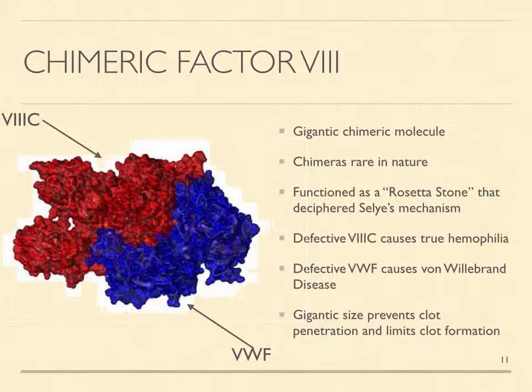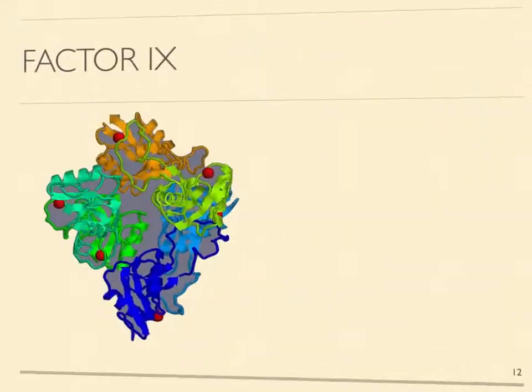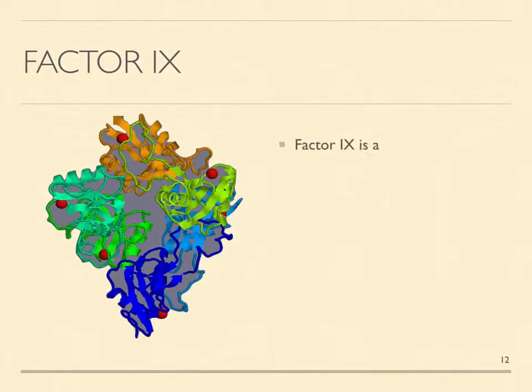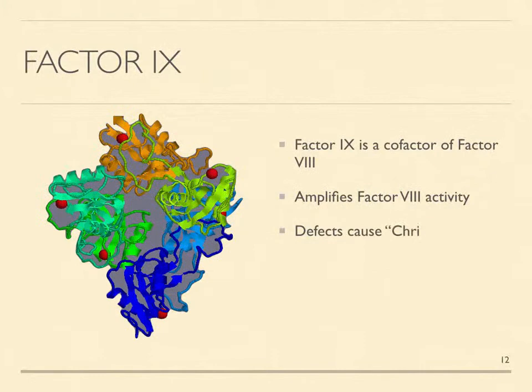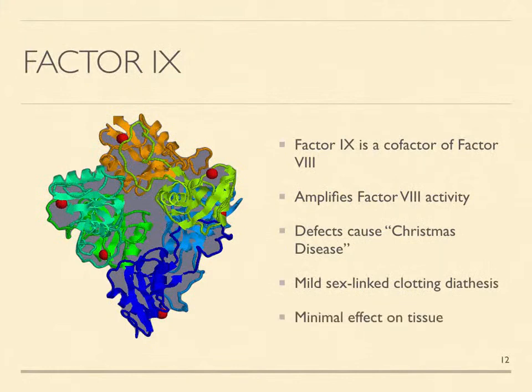Both the 8C enzyme and von Willebrand factor are gigantic molecules, and the factor VIII molecular complex is so large that it cannot penetrate the clot of its own making. This limits clot formation to the immediate area of tissue damage. Factor IX is a cofactor of factor VIII. It amplifies factor VIII activity, but it does not affect the other enzymes. Sex-linked defects in factor IX cause a mild coagulopathy called Christmas disease that has little effect on tissue repair or embryological development.